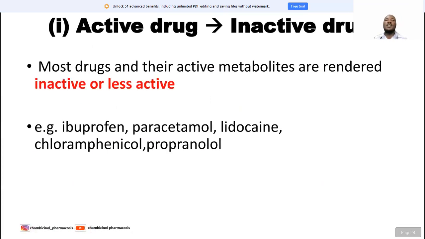So for this case, let's start with the active drug that will be converted into inactive drug. This is very common for the majority of drugs. Once it undergoes biotransformation, it will change from the active form into the inactive form. So most drugs and active metabolites, of course, are inactivated or become less active, and then they will not be causing the pharmacological effect, because now they are in a polar form and can be excreted via the kidney. Some examples include ibuprofen and paracetamol, which are non-steroidal anti-inflammatory drugs, lidocaine as a local anesthetic, chloramphenicol as a broad-spectrum antibiotic, and propranolol as a non-selective beta-adrenergic blocker.